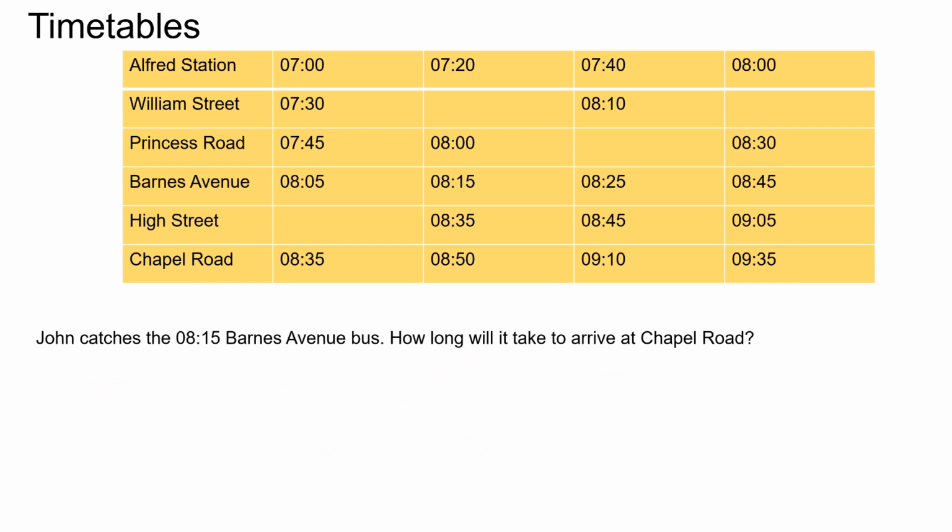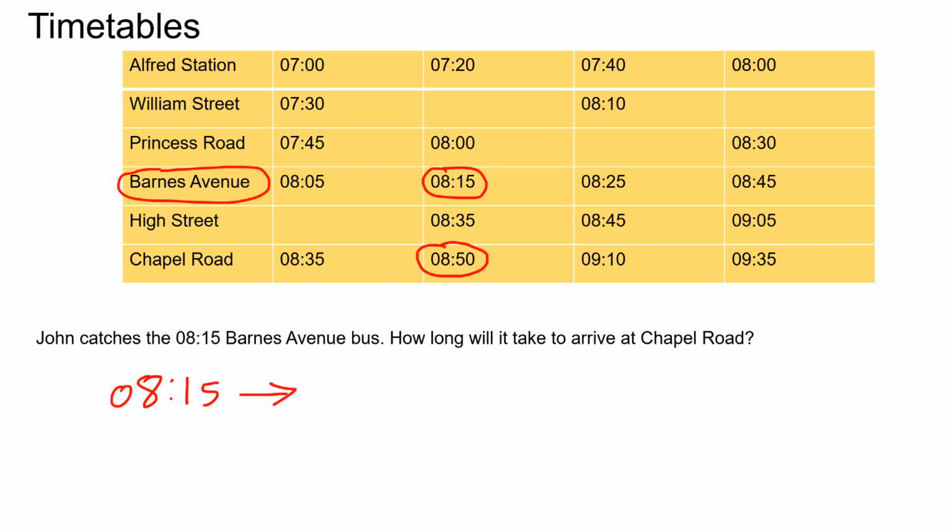John catches the 8:15 Barnes Avenue bus. How long will it take him to arrive at Chapel Road? So Barnes Avenue is here, it's this row, and this column is for the 8:15. Now, to get to Chapel Road, it will take him up to 8:50. So let's look at the time difference. Right, so 08:15.